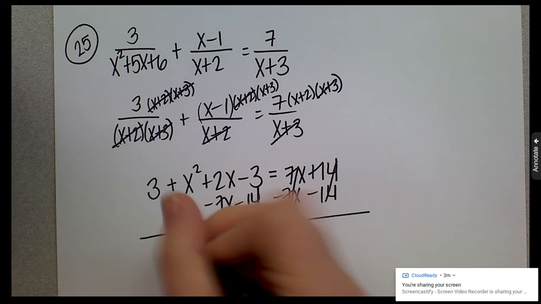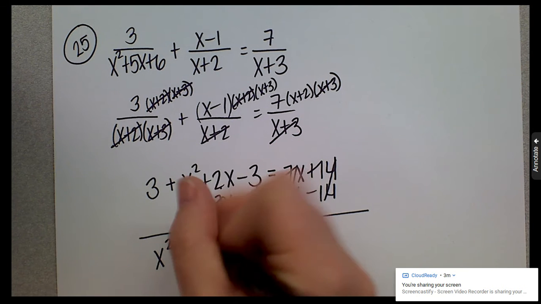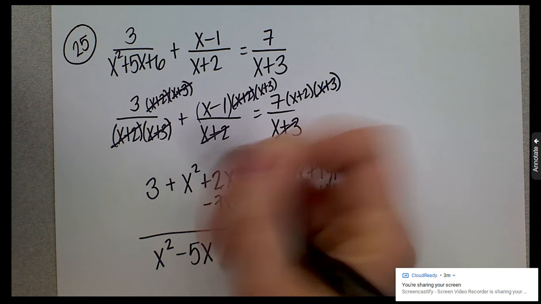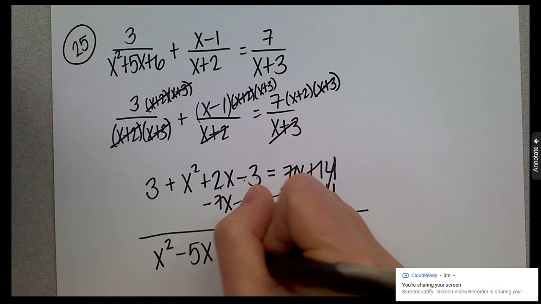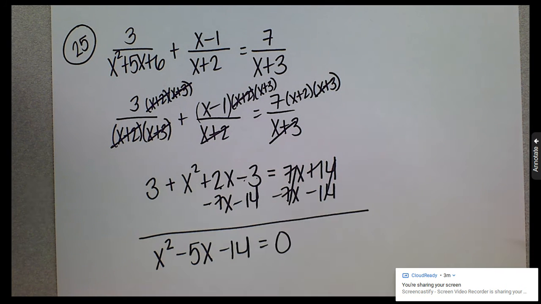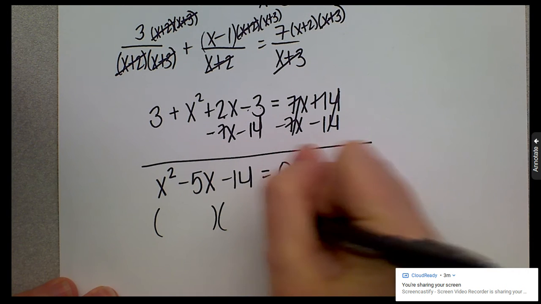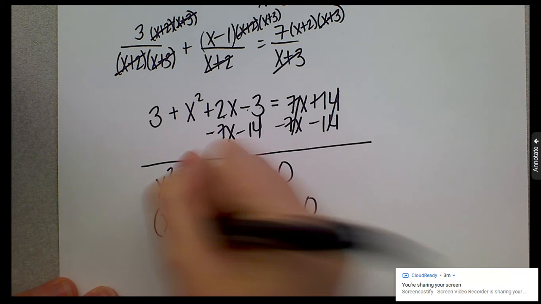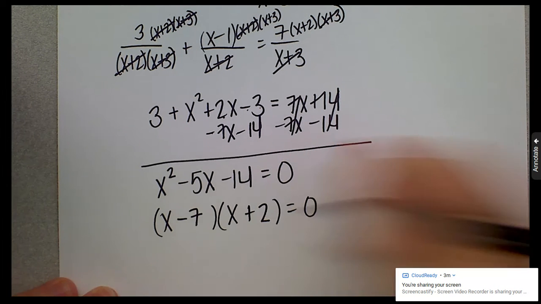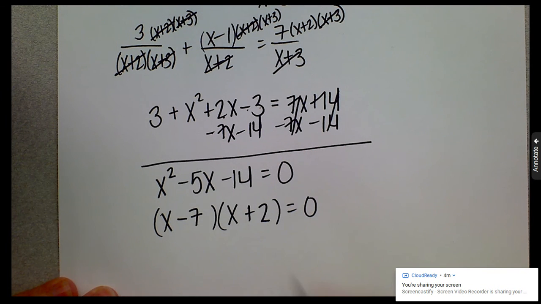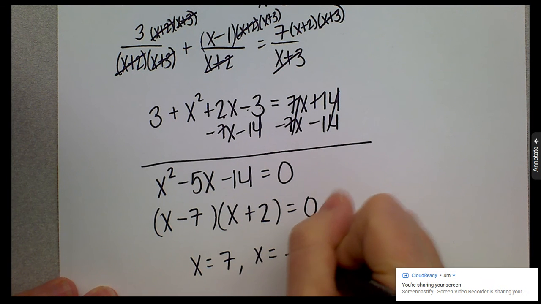So as I'm just combining stuff over here, I have the x squared. 2x minus 7x is negative 5x. And then we have 3 minus 3 is 0. Minus 14 is negative 14. Okay, so now we're ready to factor. So the factoring part shouldn't be bad. We have our x's. What would it be? Minus 7, plus 2. So I have two answers, and they are 7 and negative 2.